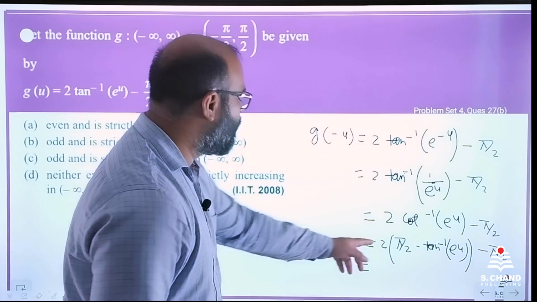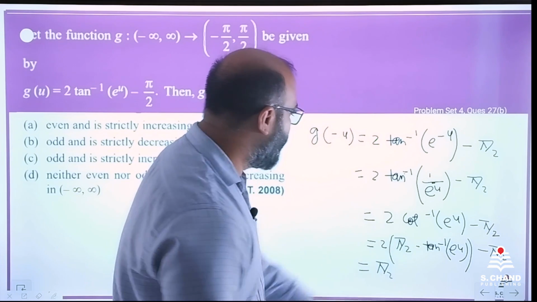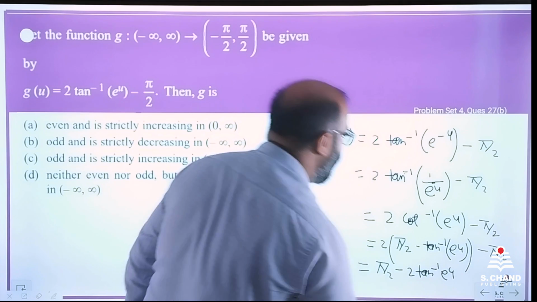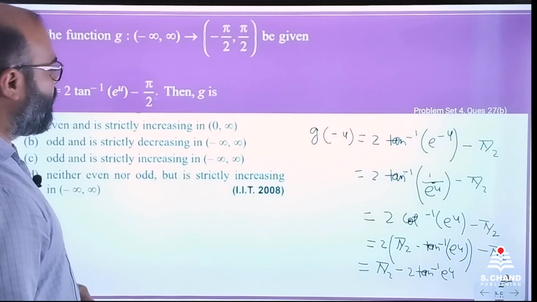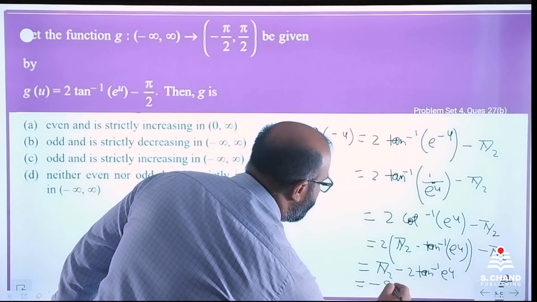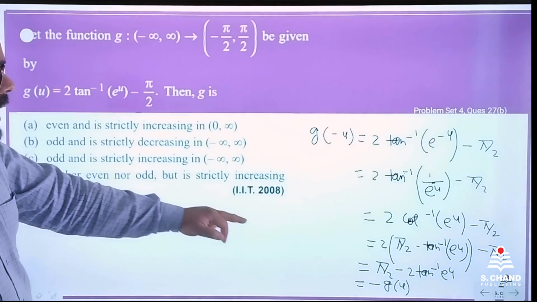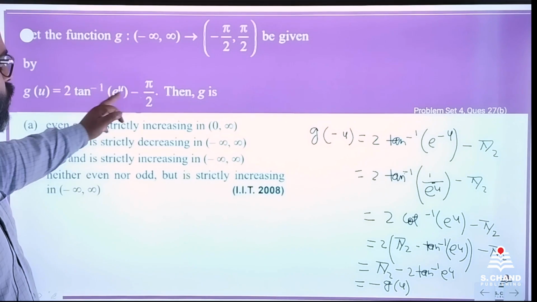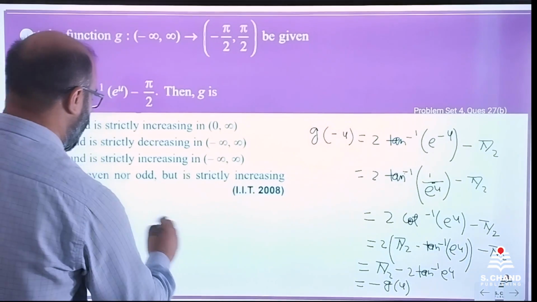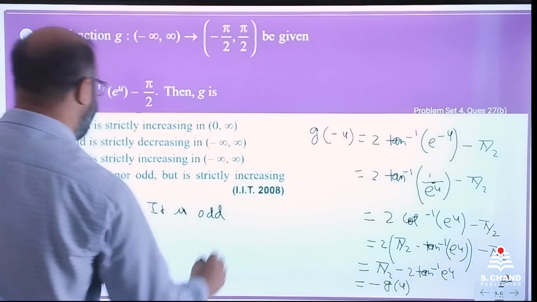So what will happen? Pi minus pi by 2 is pi by 2, and there will be minus 2 tan inverse e to the power u. So this is what we are getting here. If you observe, this is actually minus g of u. This is g of u, and that is actually minus g of u, that is pi by 2 minus 2 tan inverse e to the power u. So first of all, we can say that this is an odd function. It is odd.